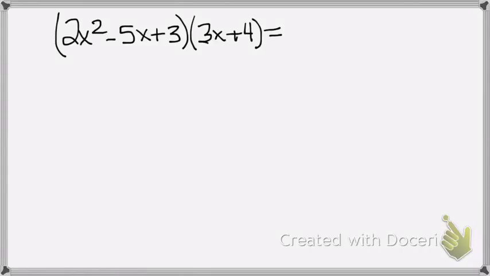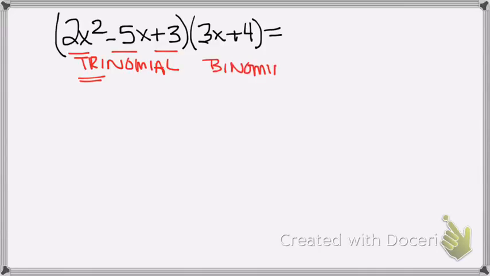So when you're multiplying polynomials, this is considered a trinomial because it has three terms, tri meaning three: 1, 2, and 3. And we're going to multiply this one by a binomial, referred to as a binomial because it has two terms, so we've got 1 and 2.